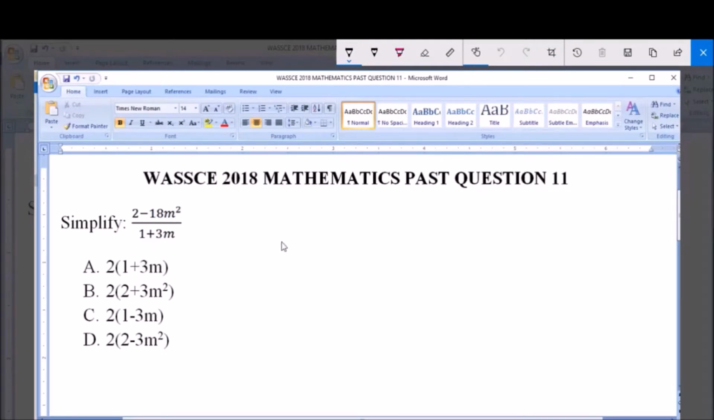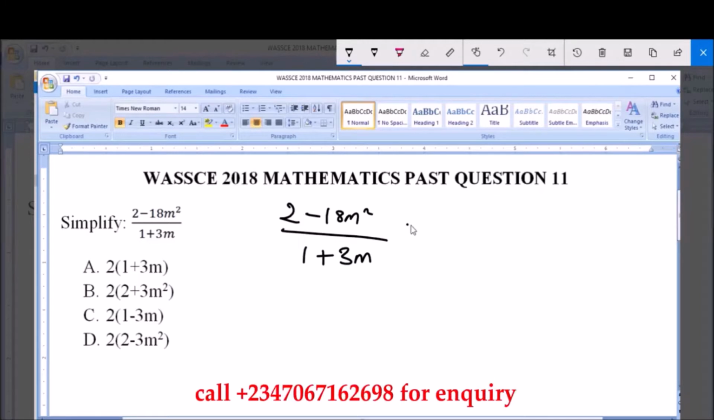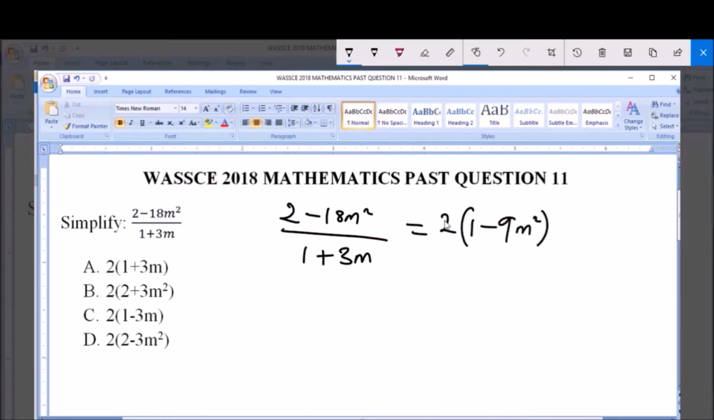So we are asked to simplify this. Now we're given 2 minus 18m square all over 1 plus 3m. Now looking at this, we can factorize this numerator here by simply saying 2 into 1 minus 9m square. That is 2 times 1 will give us this 2, and then 2 times minus 9 will give us minus 18. So we factorize this all over 1 plus 3m.